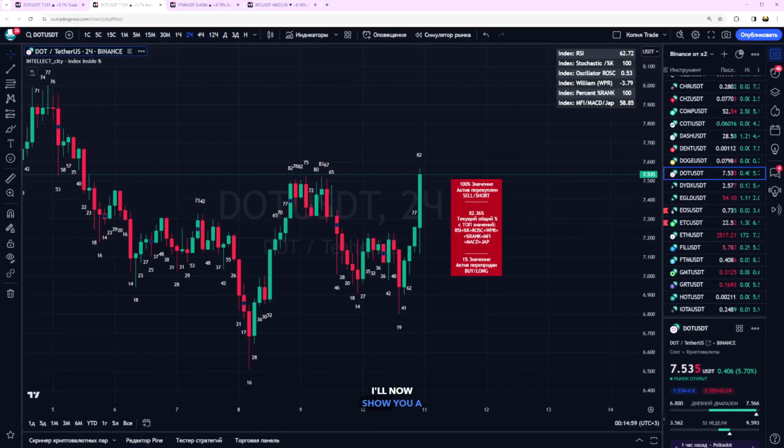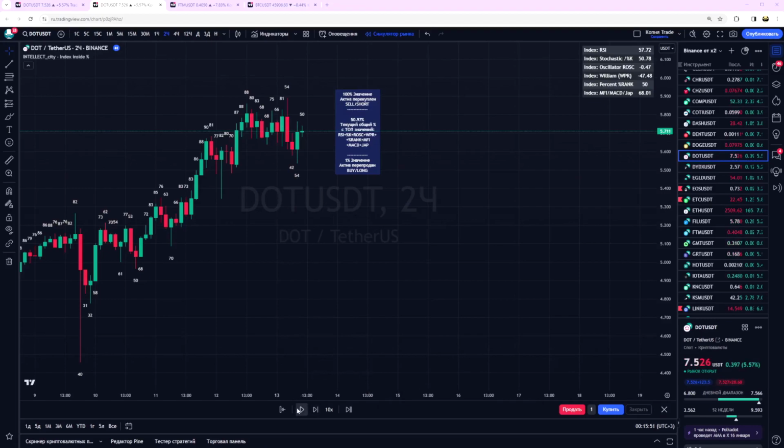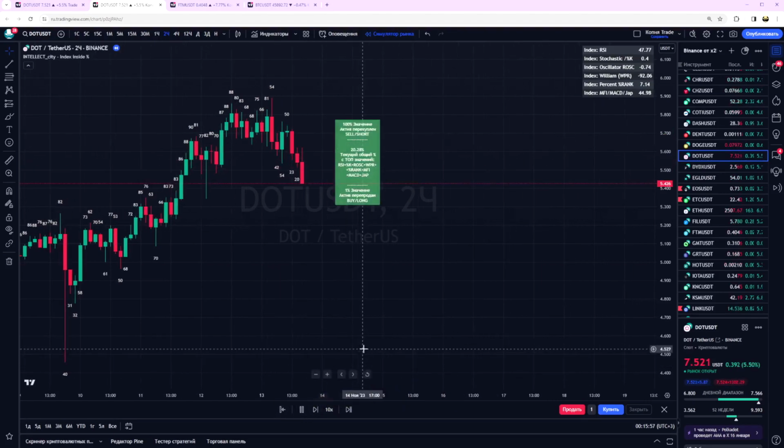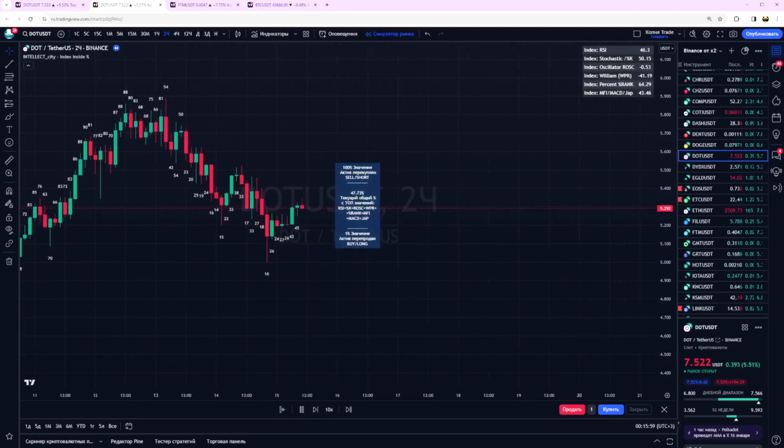I'll now show you a clear example of how in fast mode it works at these percentages, so I'll turn it on now. Fast mode, this is a market simulator approximately, so that you understand. So 10 times speed. Okay, let's go.